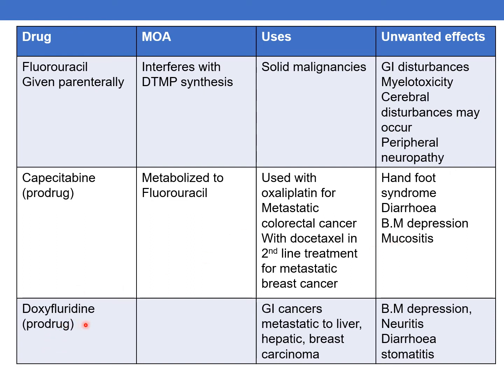And doxifluridine. It is also a prodrug. The uses are it is used for gastrointestinal cancer, metastatic to liver, hepatic and breast carcinomas. Unwanted effects are bone marrow depression, neuritis, diarrhea and inflammation of the stomach or stomatitis.